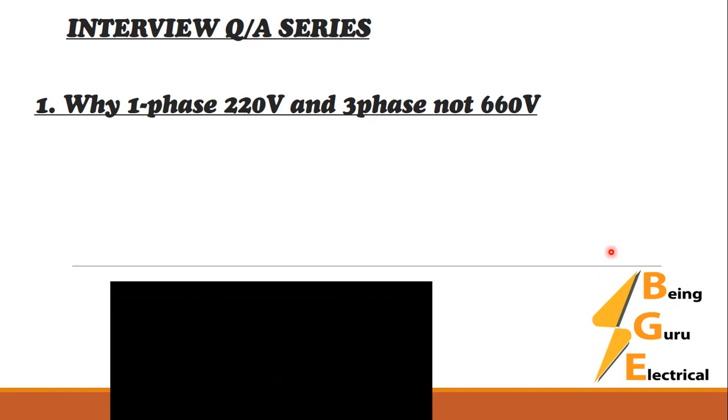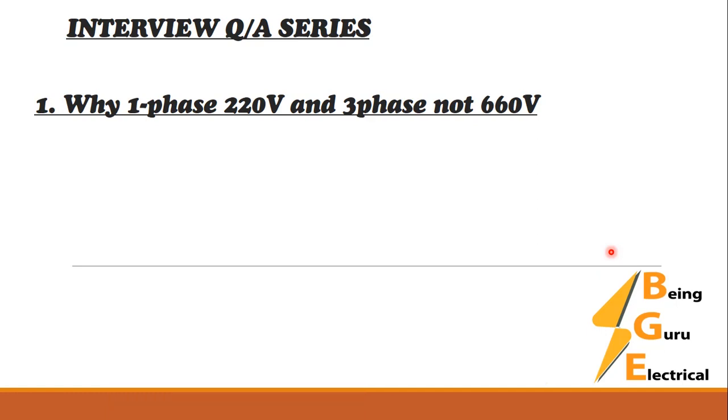So now let's start. Question number 1 in today's session is: why is single phase voltage 220 volt and three phase not 660 volt? Because if we have single phase 220 and we have three phases, multiplied by 3 would make it 660 volt. So why is it not 660 volt, and why is it 415 volt?